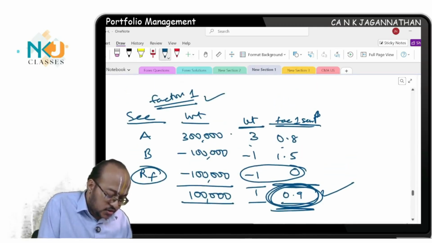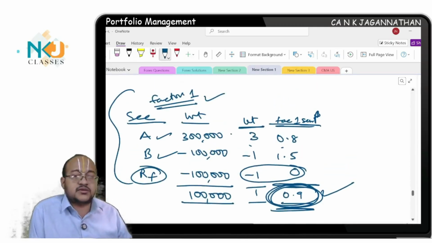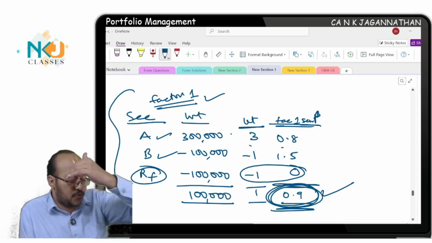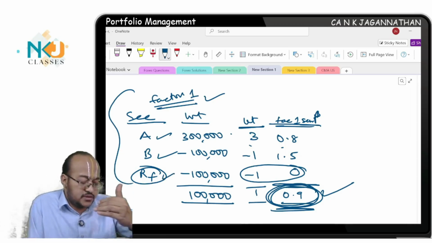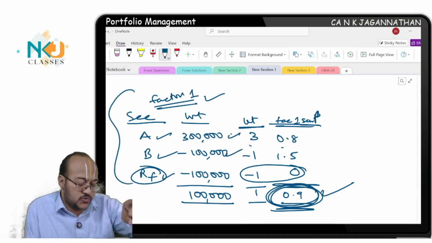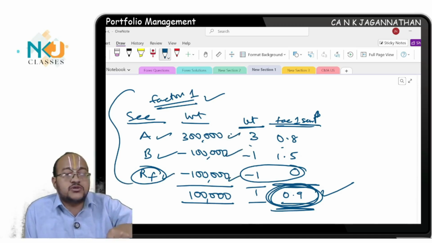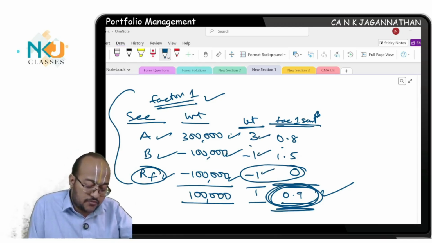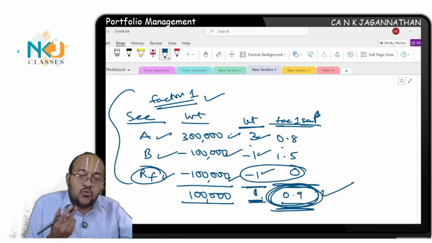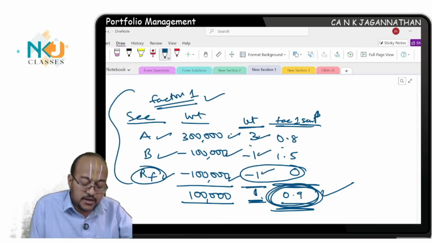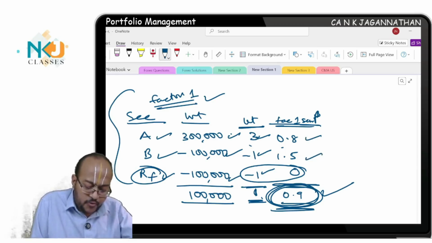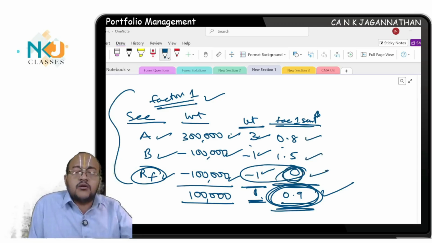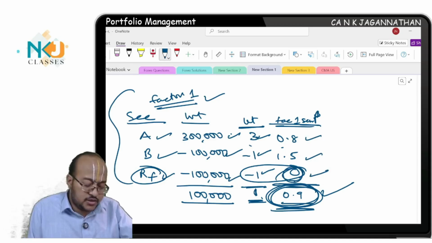For factor 1, you see what happens. Security A, B. This time one more security is added in your portfolio, which is RF, risk-free security, which means 3 lakhs, minus 1 lakh because you short sold, minus 1 lakh here for RF because you borrowed. Are you all understanding? So 3, minus 1, minus 1, because 3 divided by 1, total will be 1. Own funds is 1, so total will be 1. 3 divided by 1 is 3, minus 1 divided by 1 is minus 1. So this is the weight, and this is the beta: 0.8, 1.5 and 0. Why 0? Risk-free asset beta will be 0. I told you. This multiplied by minus 1.